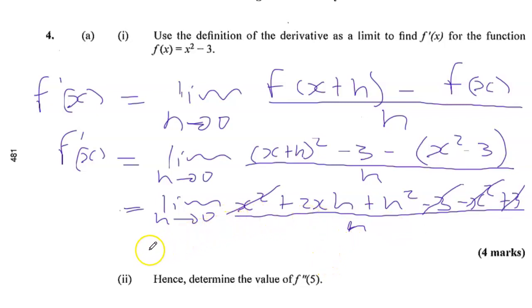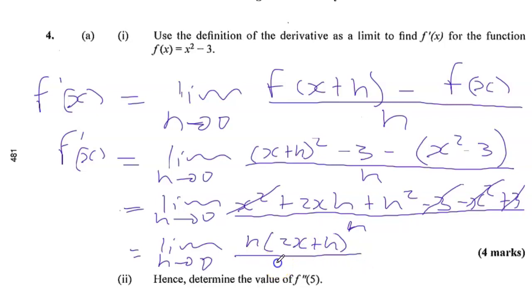So what we have, we can factorize h in the numerator. So limit as h approaches 0, in the numerator, we factor out h. We'll have 2x plus h. In the denominator is just h. So h divided into h leaves 1 in the numerator and in the denominator. And of course, we can sub now 0 for the h. If we sub 0 for the h, we're left with just 2x over 1, which is just 2x. So the derivative of the function x squared minus 3 is just 2x.